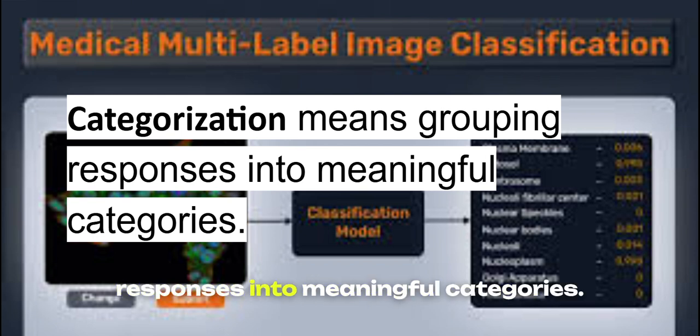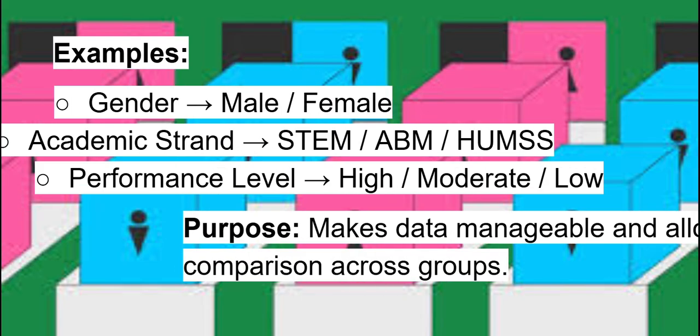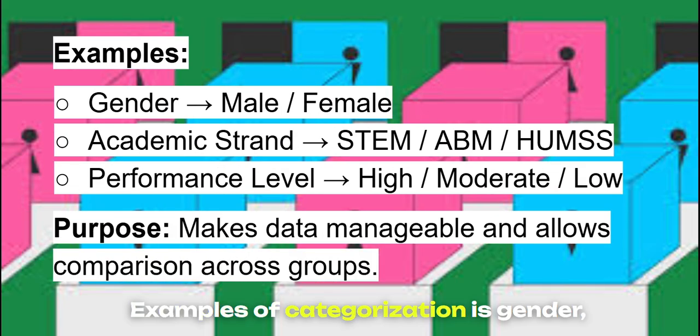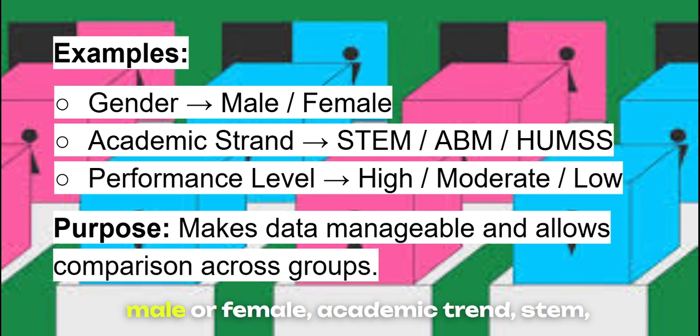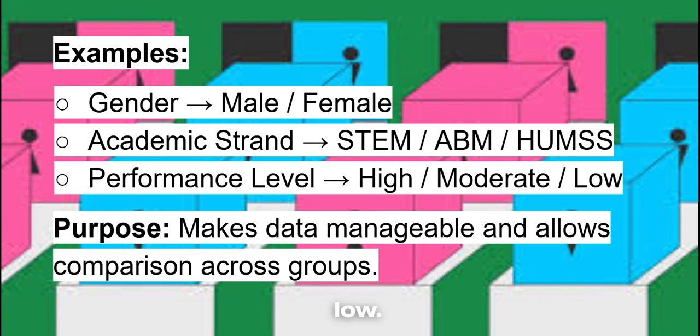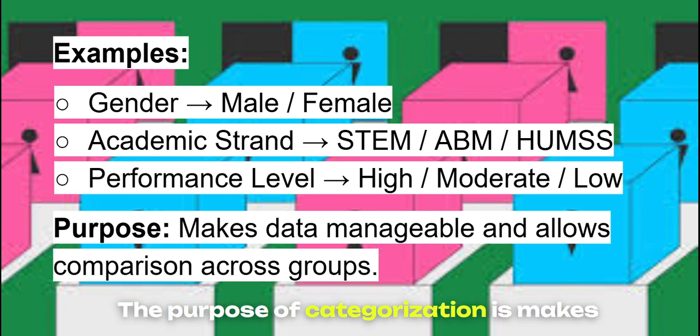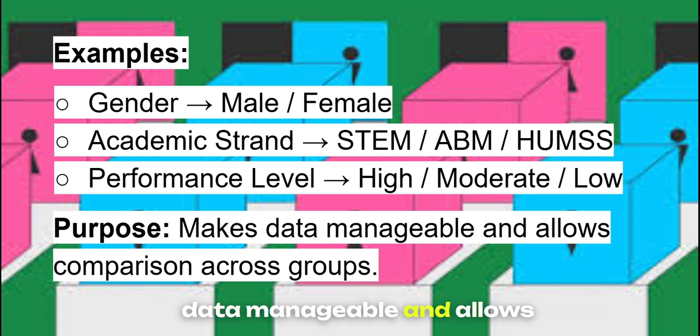Categorization means grouping responses into meaningful categories. Examples of categorization are gender, male or female, academic strand, STEM, ABM, or HUMSS, and performance level, high, moderate, low. The purpose of categorization is to make data manageable and allow comparison across groups.